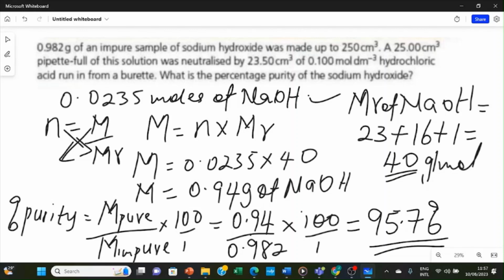So the first thing you need to do is to read the equation. Make sure you understand the equation very, very well. Then you write down the balanced equation. Make sure the equation is correct and also balanced. Then you apply the necessary formulas. So it's as simple as ABC.